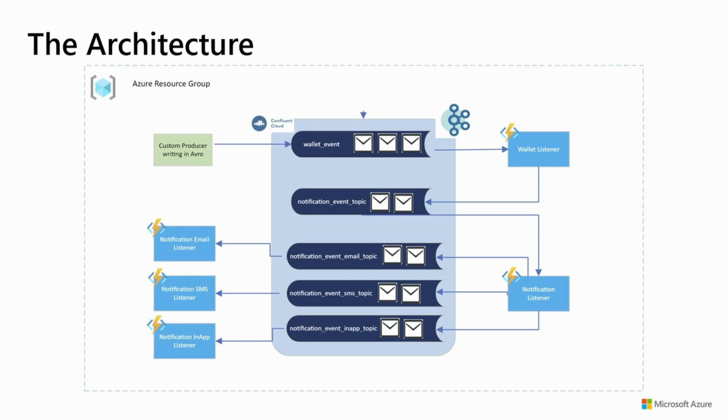Then events landing into the notification event topic will in turn trigger the function app called notification listener. Based on the header data per record, the notification listener function app uses the output binding and populates the corresponding Kafka topics with messages. For example, records mapped to email are sent to the notification event email topic, or records mapped to SMS are sent to the notification event SMS topic. Finally, as messages land in the email topic, the email-specific function app gets executed, which will help with emailing the respective email message.